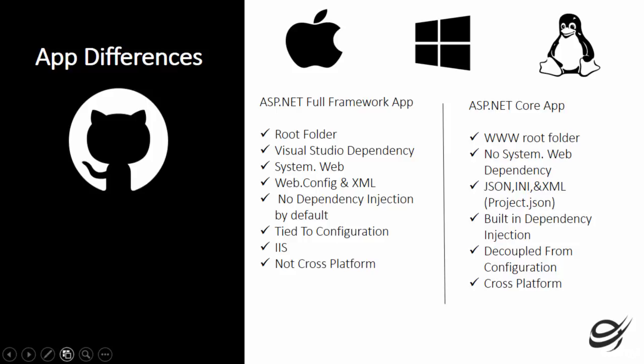With ASP.NET Core, you have JSON, you have an INI file, and XML. Specifically, it ties a project.json to all of your configurations as far as what DLLs you're going to associate with your NuGet packages, what commands you're going to run, what version you're on, and this works better for cross-platform development. In a full framework app, there's no dependency injection.